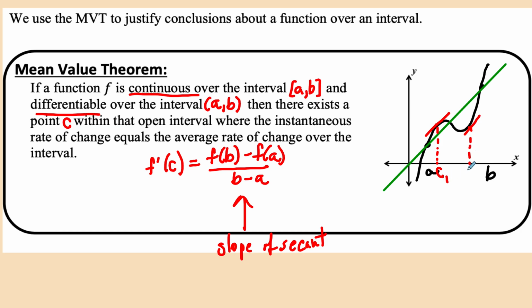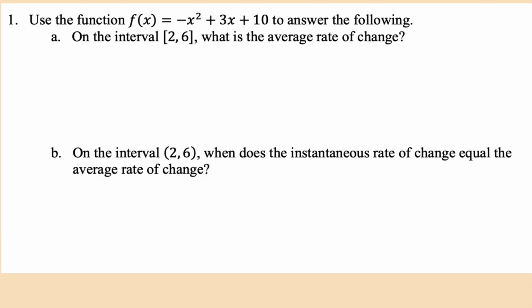This is one C, and then here's another one. At least there exists a point C. Now they don't tell us how many of them, but in this case we had 2 on my picture, but we can have at least one C. Now this is a condition that it's continuous and differentiable. On the previous examples, the ones that didn't work were because they weren't continuous or they weren't differentiable in the interval. Let's take a look at doing an example here.